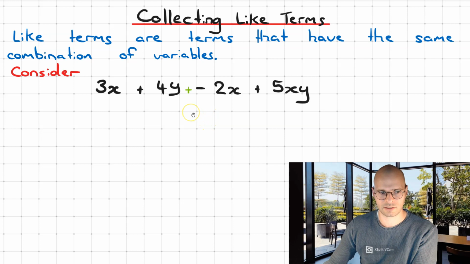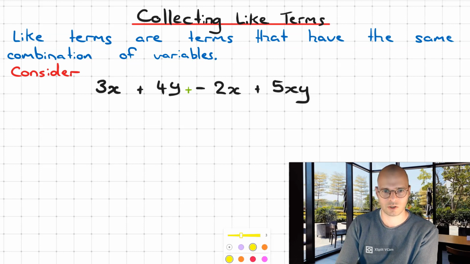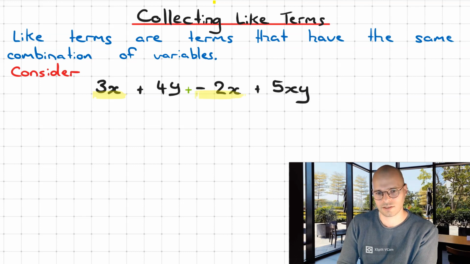Now looking at this, we know that like terms have the same combination of variables. What we want to do is identify which terms have the same combinations of variables. If we look at our statement, we have a 3x. A like term to 3x is a term that's going to have the same letter x. In this instance, the like term here is minus 2x.